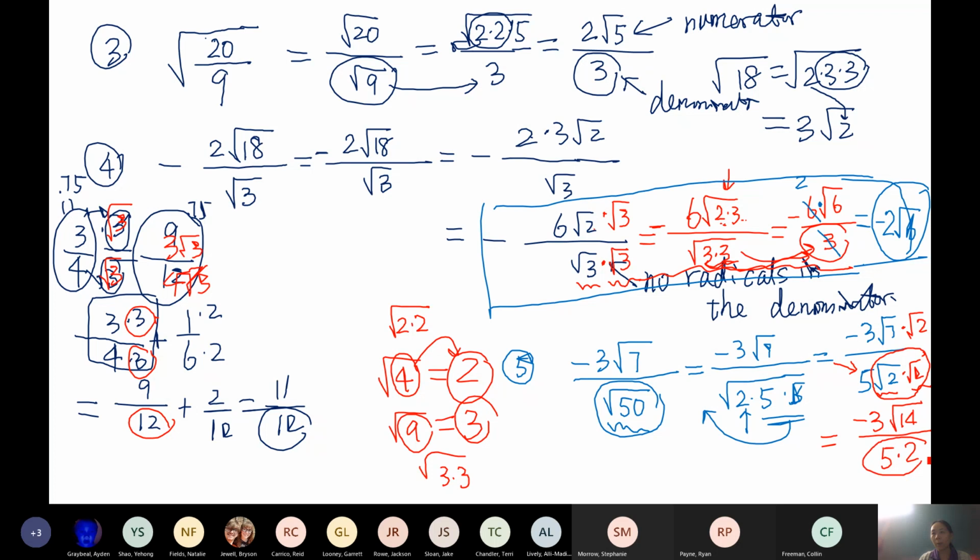The bottom, I can go ahead and multiply them out to get 10 in the denominator. Negative, I can move it down, put it in front of the whole fraction. So the final answer would be negative 3 square root of 14 over 10. Okay. All right. Questions?